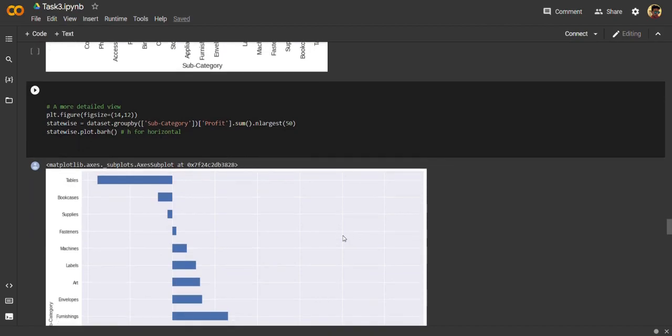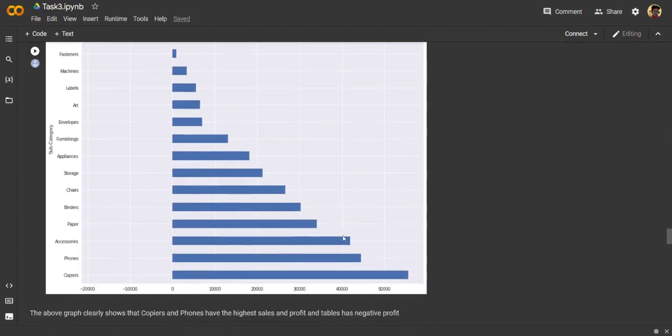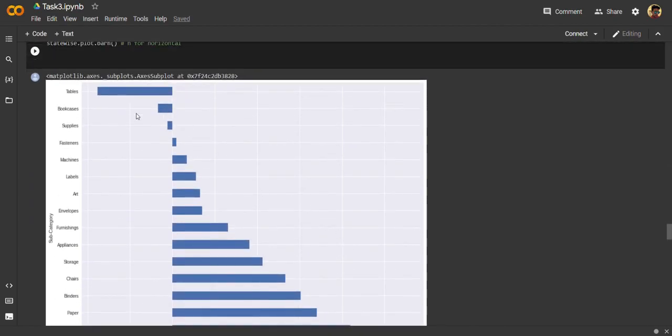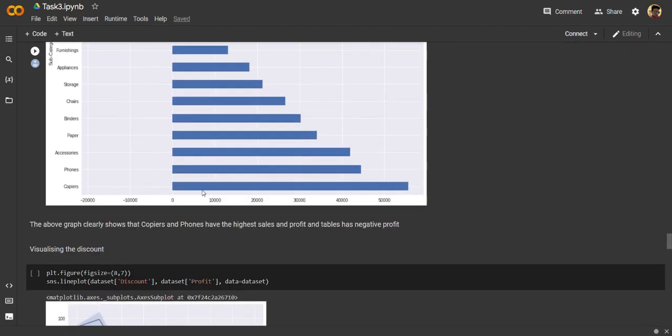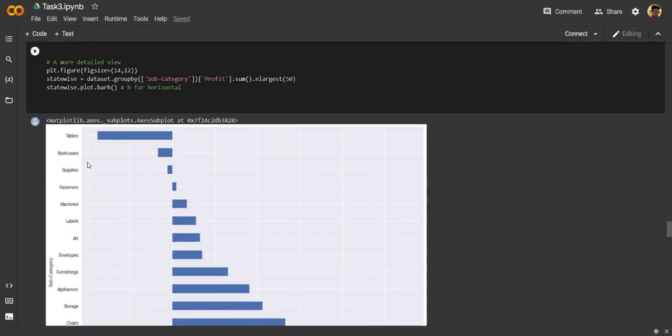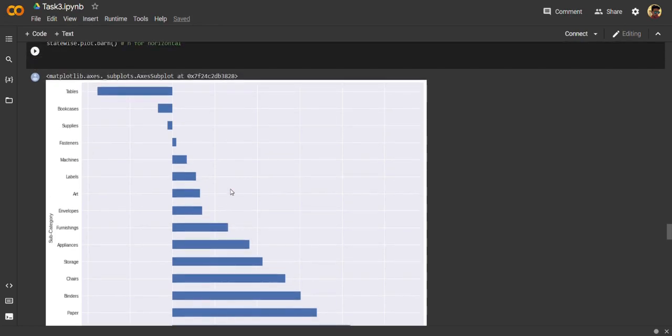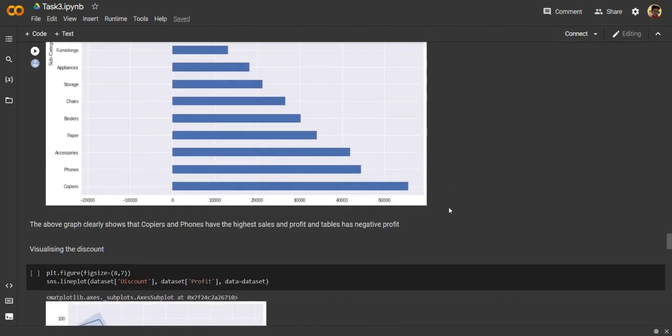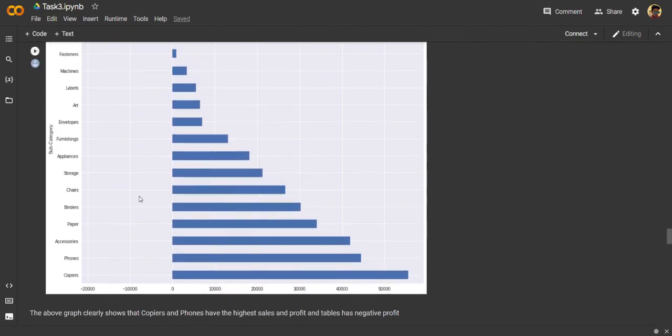And now a more detailed view is here. Tables, bookcases and supplies are actually in a loss, because compared to copiers and phones, they are going in a negative direction. Hence, the profit is not there at all. So we can add a point that we must not go more on the furniture category for sales, and we should focus more on technology.